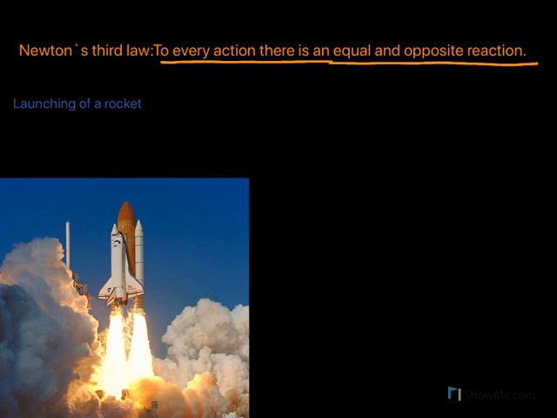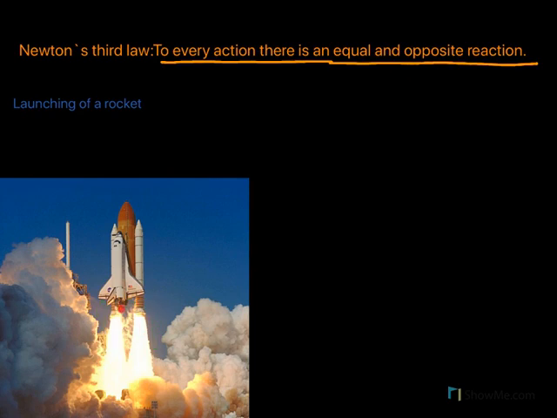Now in the rocket, a large amount of fuel is burnt, and this fuel is then pushed out, or rushes out, in the downward direction. So there is a downward force that is produced. To this downward force produced, there is an equal and opposite upward force that is exerted on the rocket. And this upward force then pushes or propels the rocket in the upward direction.